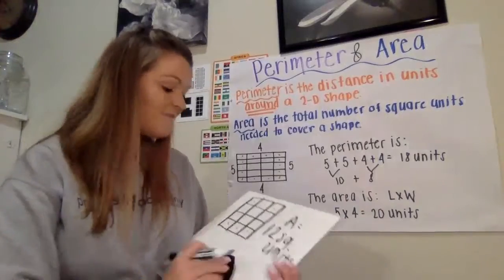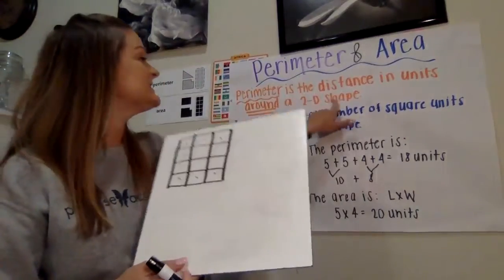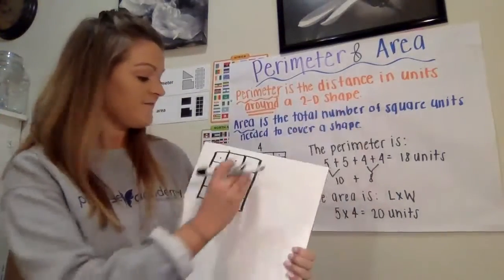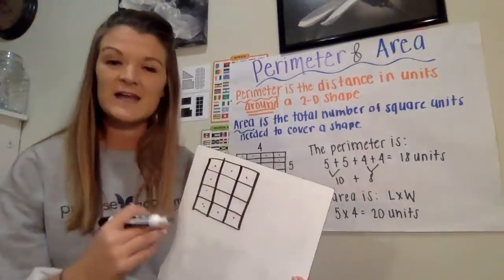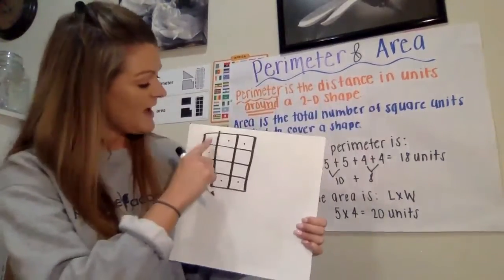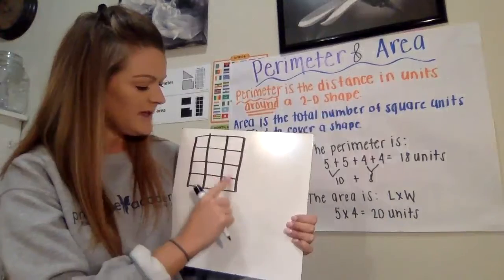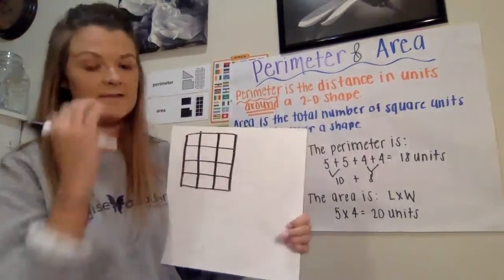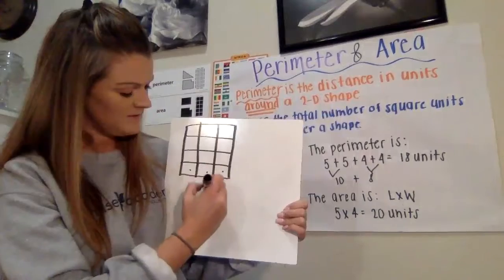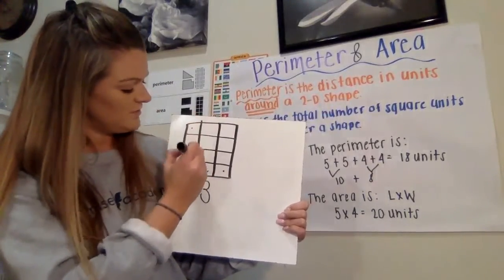If I want to find the perimeter, perimeter is the distance in units around a 2D shape. So instead of finding the total space inside of a shape, perimeter is measuring around it. So to find the perimeter of this shape, what we would do is we would count each side length. So for example, down here, I see this is 1, 2, 3. I'm going to label it 3. This one is 1, 2, 3, 4.